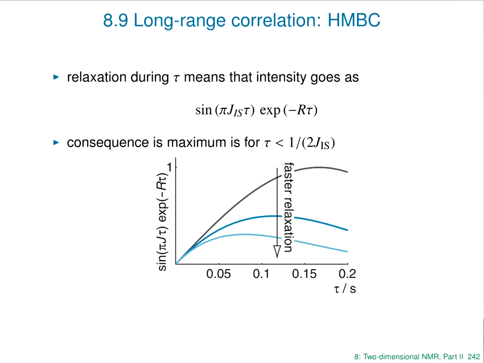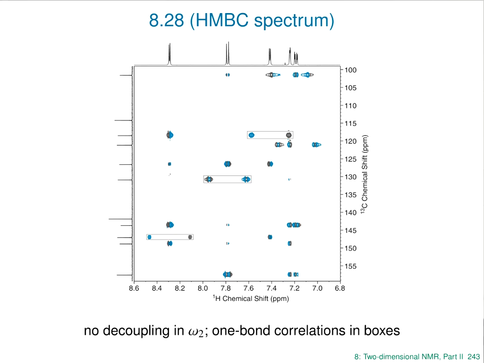So this is an HMBC spectrum, carbon 13 on the vertical axis, proton on the horizontal axis. There's no decoupling used during acquisition. And you can see some one-bond correlations where you can see the big splitting due to the one-bond J coupling there, and all of these other peaks are long-range couplings. This has proved to be a popular kind of spectroscopy as well.